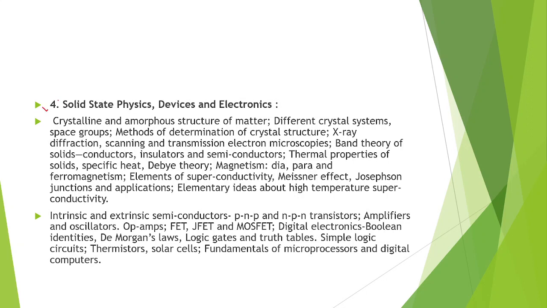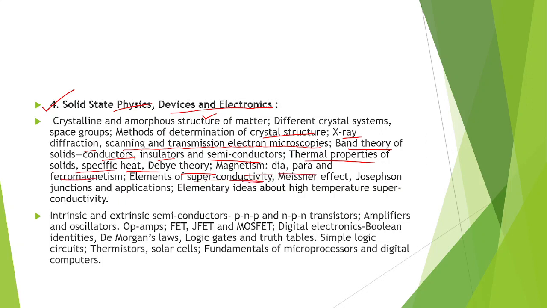So at last we have solid state physics, devices and electronics. Let's see what we need to study in solid state physics. We have crystalline and amorphous structure of matter, a common thing. Different crystal systems, space groups, methods of determination of crystal structure. We have X-ray diffraction, scanning and transmission electron microscope. We have band theory of solids, conductors, insulators and semiconductors. Thermal properties of solids, specific heat, Debye theory, magnetism: dia, para, ferro.